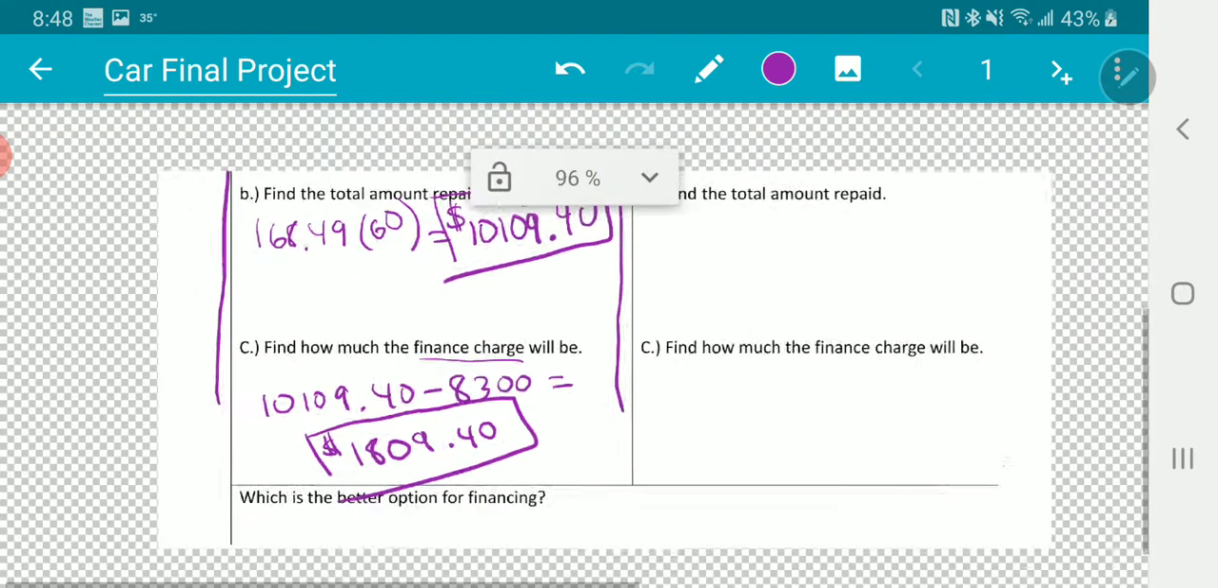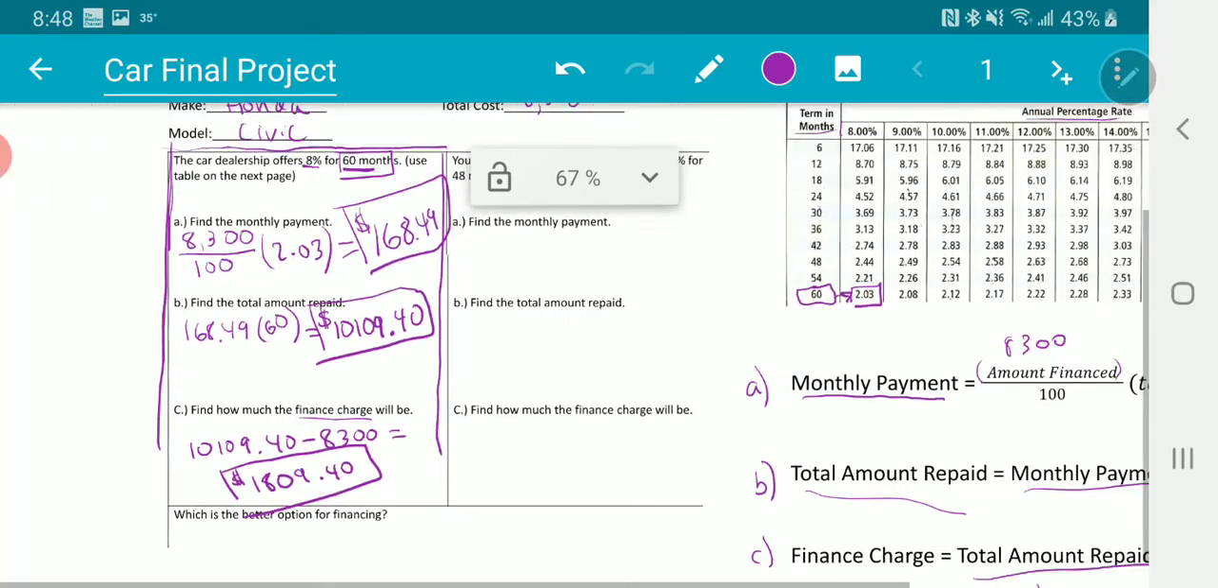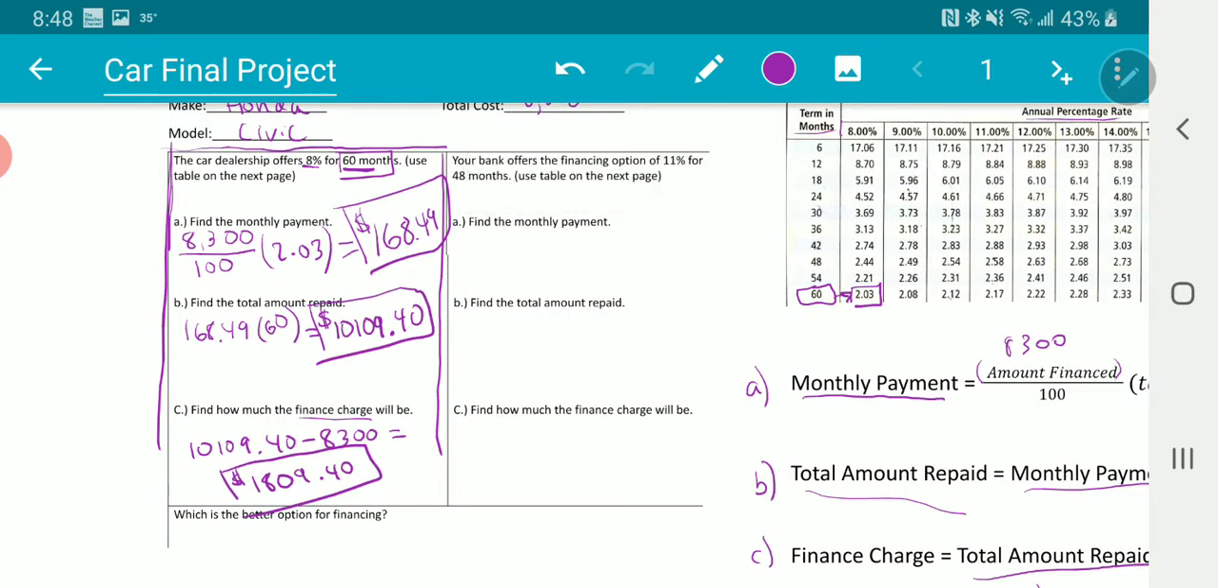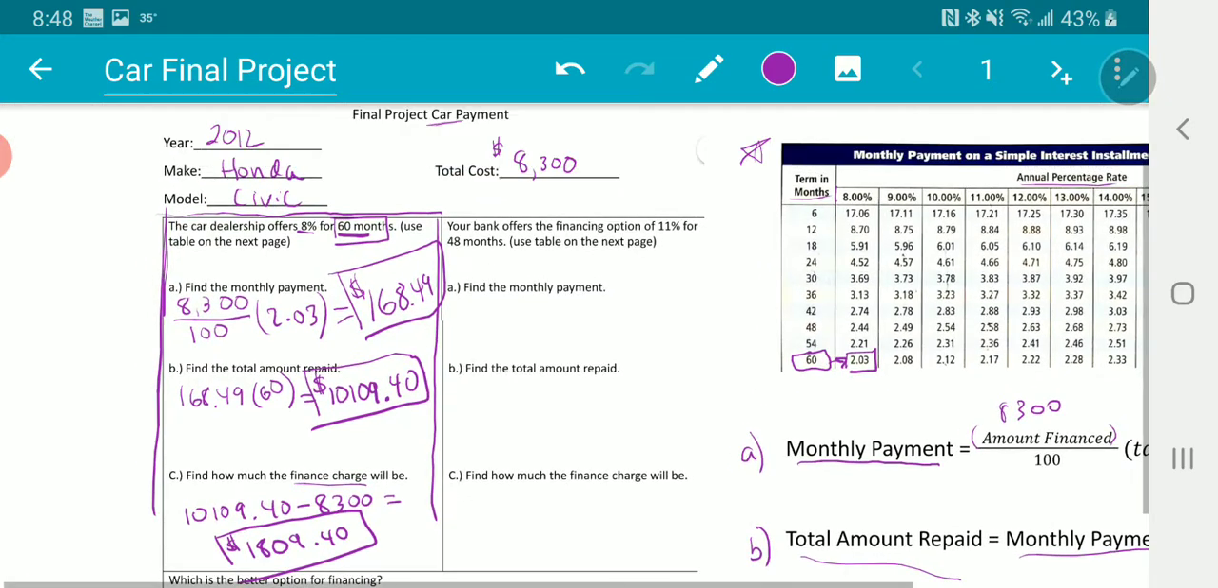Boom. So after you find your car, so this is the work that I have here because I had this 2012 Honda Civic. You're going to find your own car. Your work is going to look different for part A, B, and C on that left side. After you do that, you're going to use your same cost. So I would still use this 8,300. Yours is going to be something different, and I would calculate the right side now.